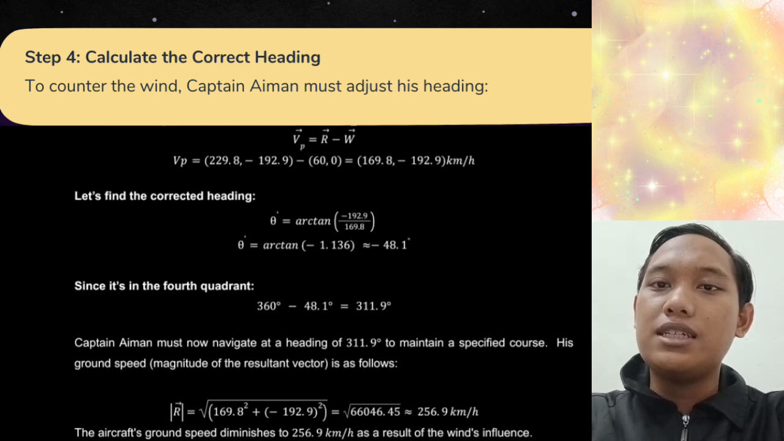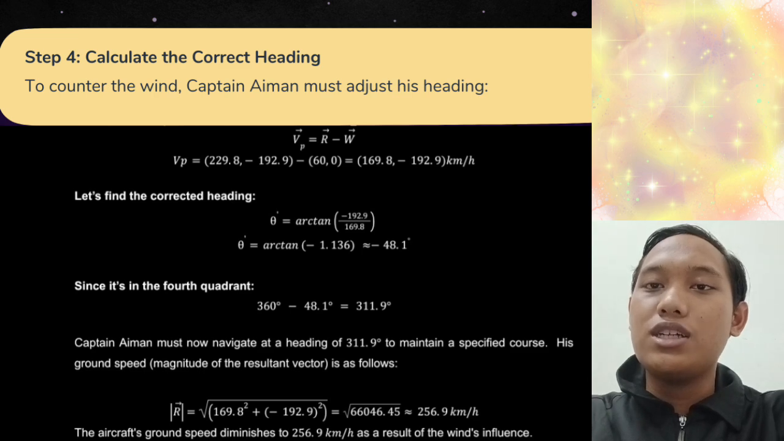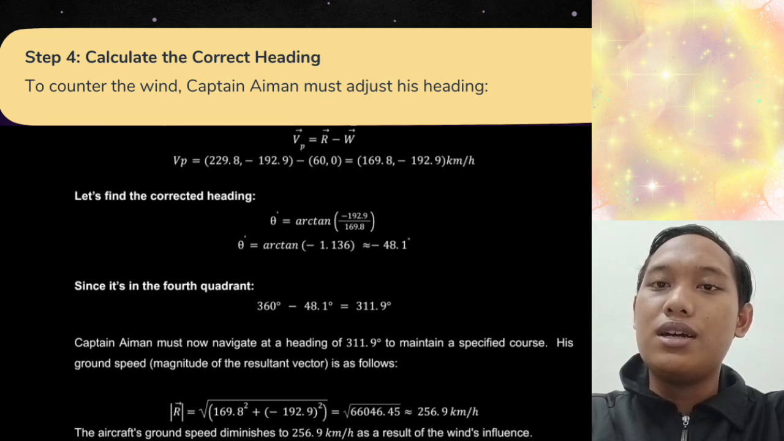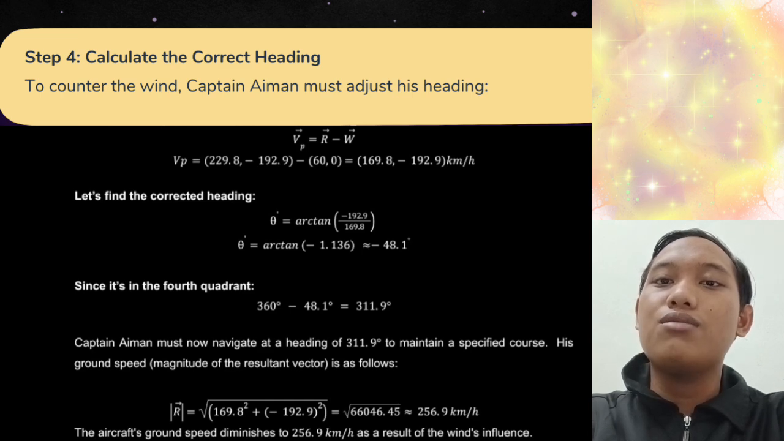Captain Aiman must adjust his heading. Okay, here is the formula: VP equals R minus W. R is 229.8 and negative 192.9, and W is 60. We substitute the values into the equation, and then we got the answer, 169.8 and negative 192.9 km per hour.